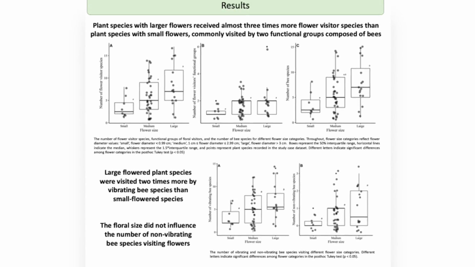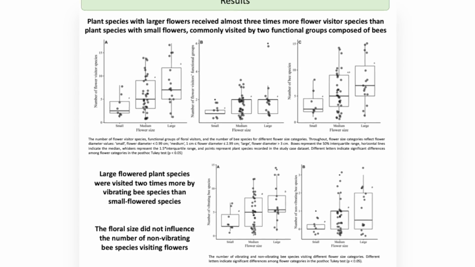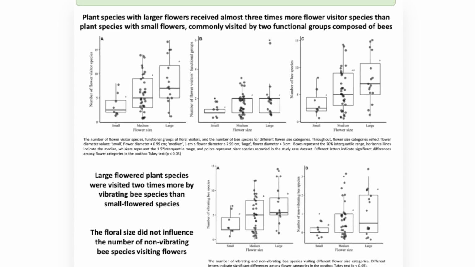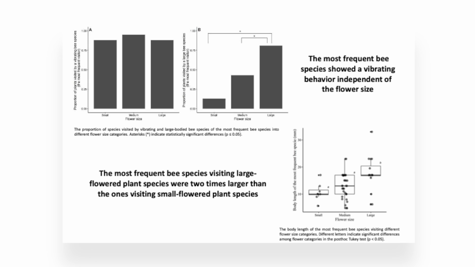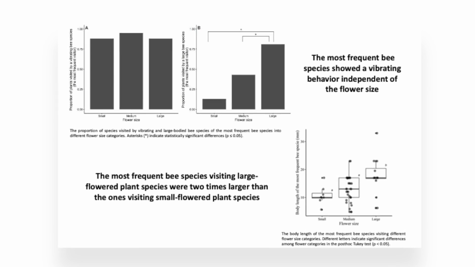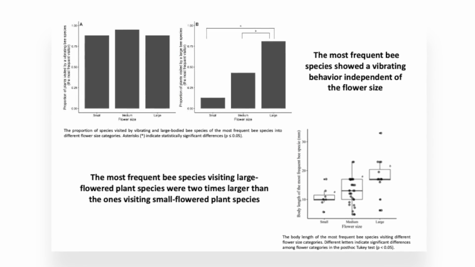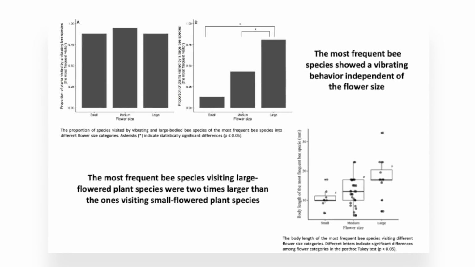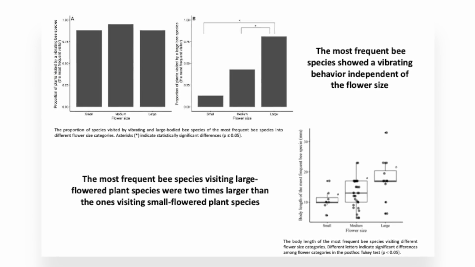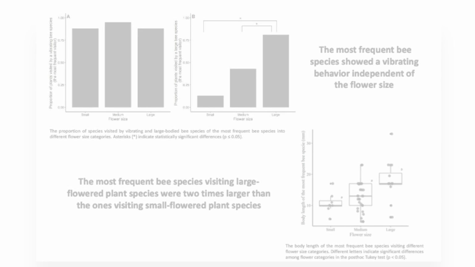Large flowered species are visited 2 times more by vibrating bee species than small flowered ones. The floral size did not influence the number of non-vibrating bee species. The most frequent visitor bee species had vibrating behavior. The size of the bee species visiting large flowered species was 2 times larger than the ones visiting small flowered plant species. This behavior may suggest an association between floral size and the body size of the pollinators.